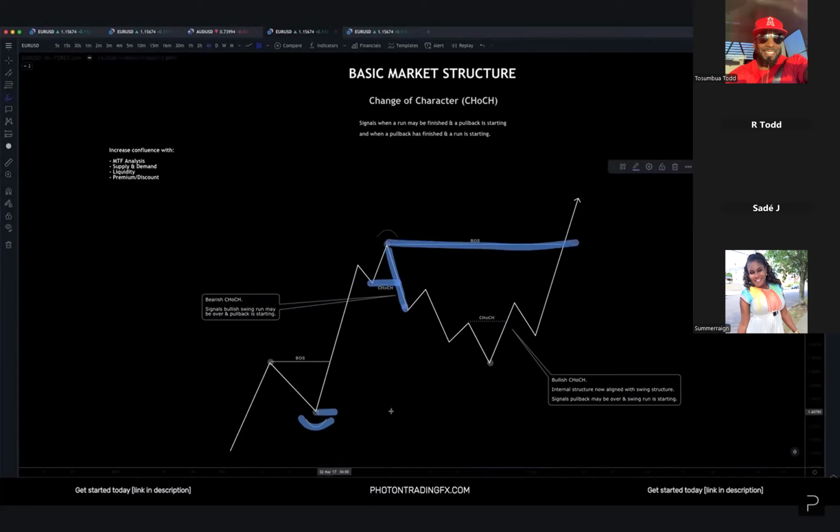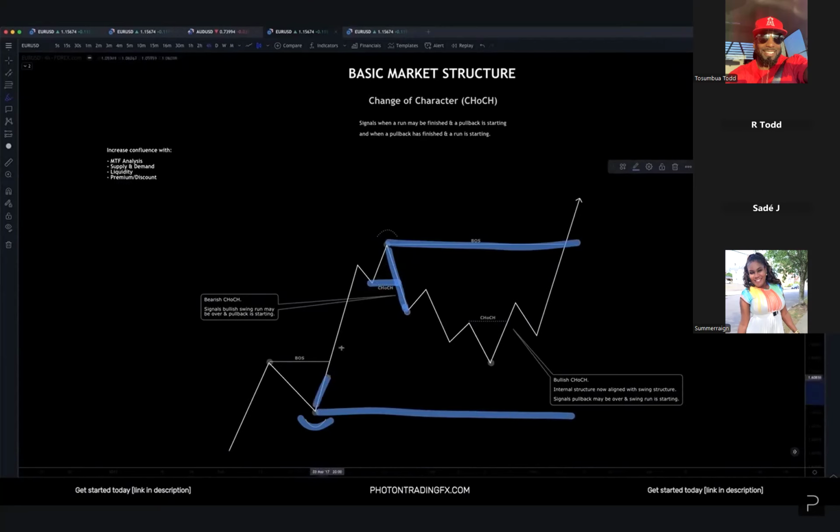So the swing structure is bullish because that's our high, that's our low. This is the range we're playing within. But now we've taken out that first very, very minor aggressive low. We've had that first sign of weakness. That's a good signal that the swing run has now finished and we are now commencing the pullback.